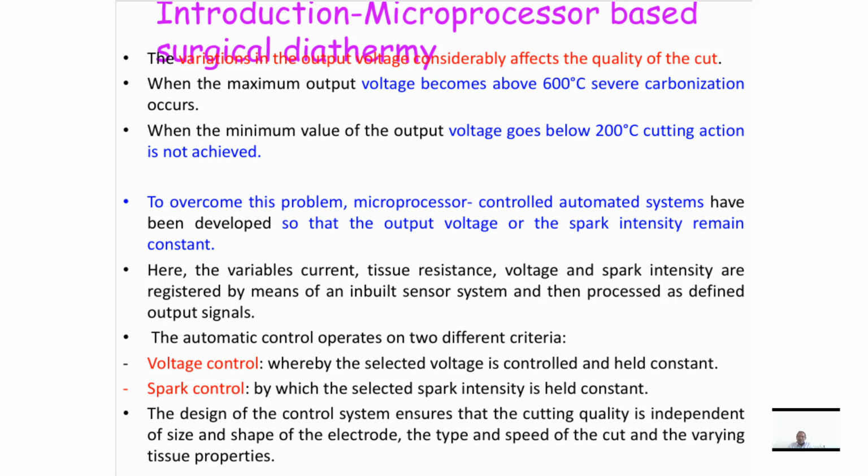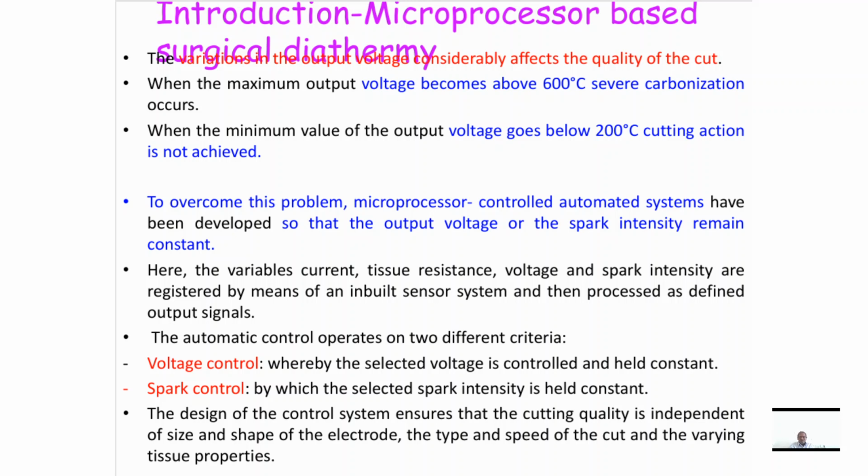When the minimum value of the output voltage goes below 200 degrees centigrade, the cutting action is not achieved. This is a problem in surgical diathermy when we are using the DC current. Below 200, the cutting operation is not sufficiently achieved, and above 600, the tissue will be carbonized. So we have to use the temperature only between 200 and 600.